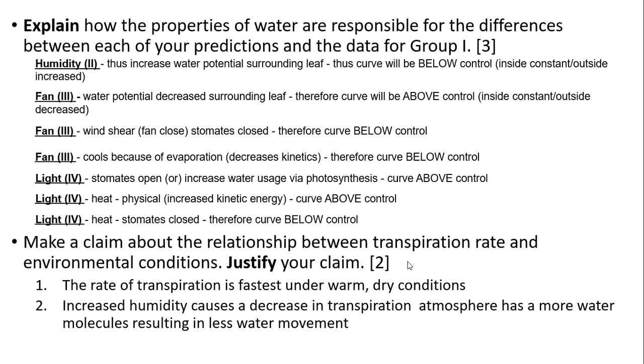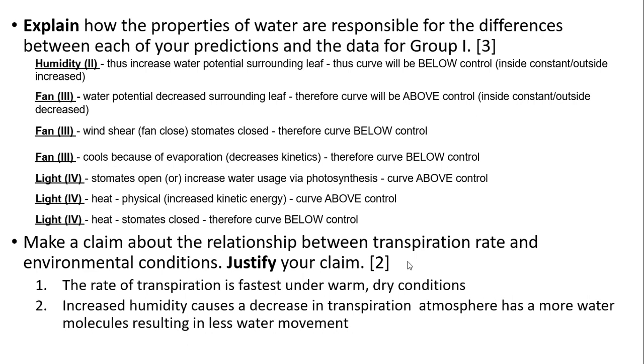Then they wanted you to make a claim about the relationship between transpiration rate and conditions. The rate of transpiration is fastest under warm, dry conditions because you don't have as much water in the atmosphere, and so it's going to evaporate a lot faster. More humidity decreases transpiration because the atmosphere has more water in it. And so with more water, you can't get as much water to evaporate into the surrounding environment.